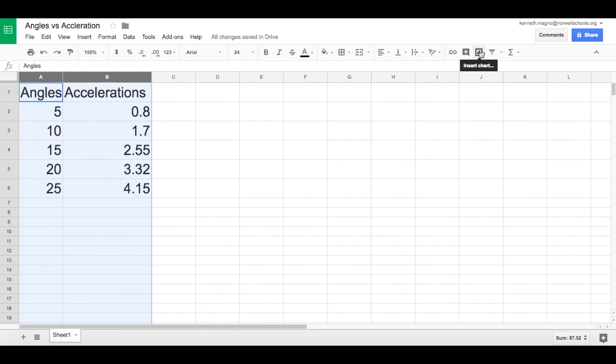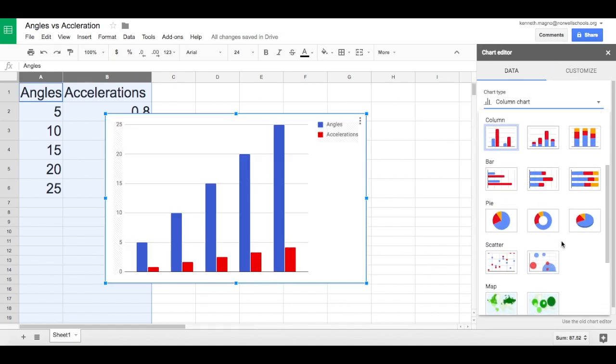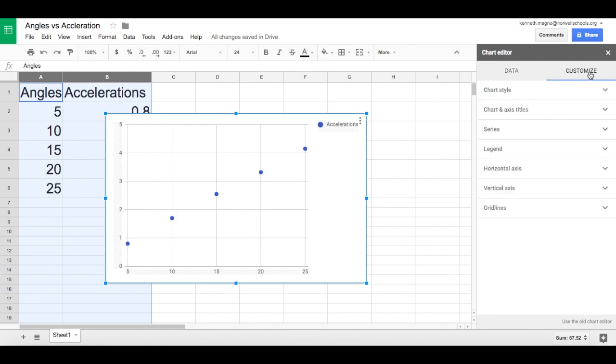The other way to insert the chart is over here instead of going into the insert column. Give it a second. Chart editor comes up. The type of chart we are looking for, though, is a scatter. And you'll see they do kind of look linear, this increase it looks like, but it could just be an artifact of the scaling. So we're going to click on customize.